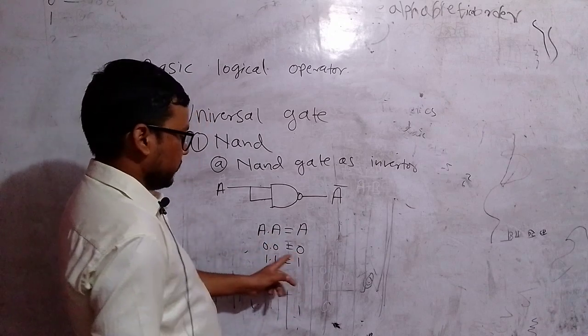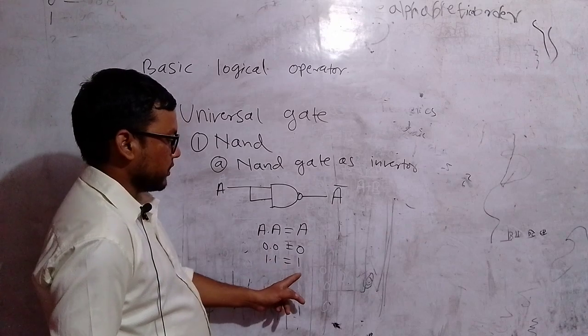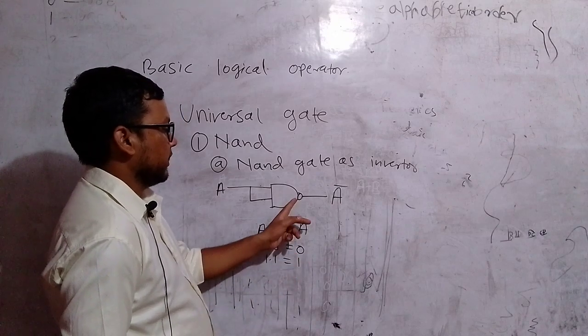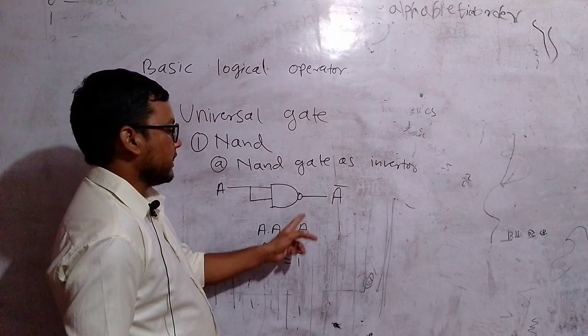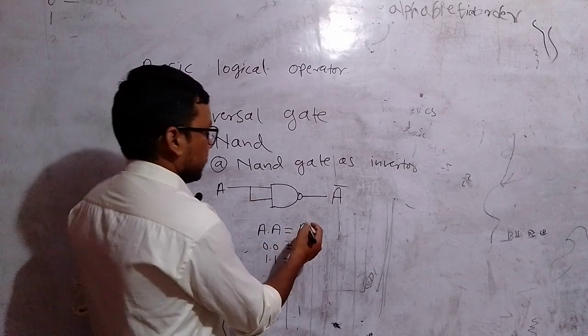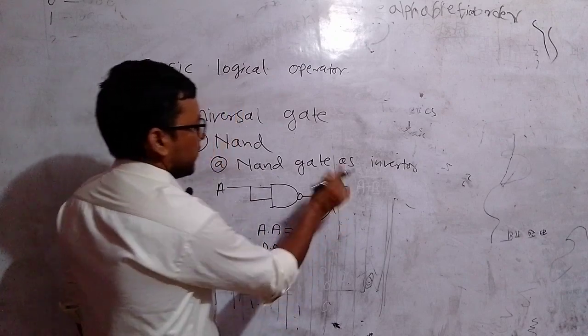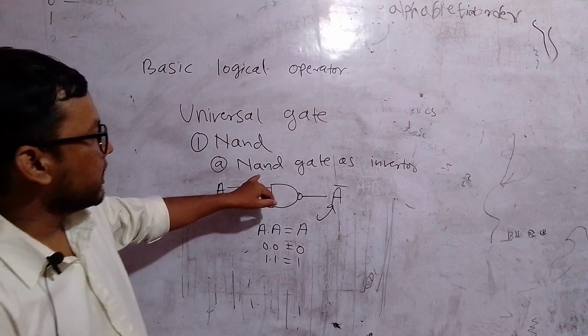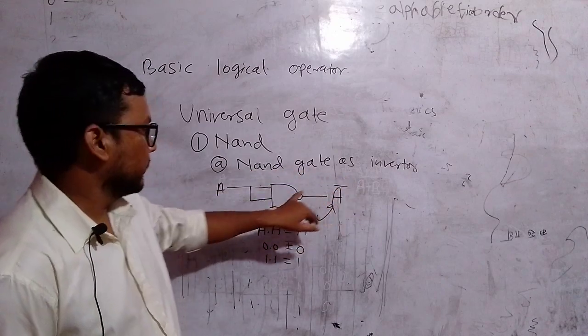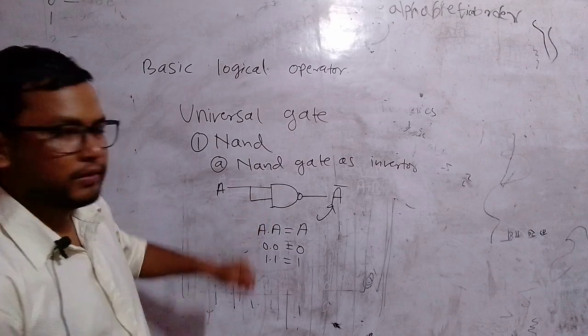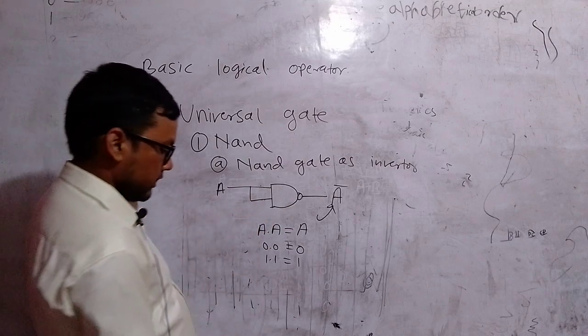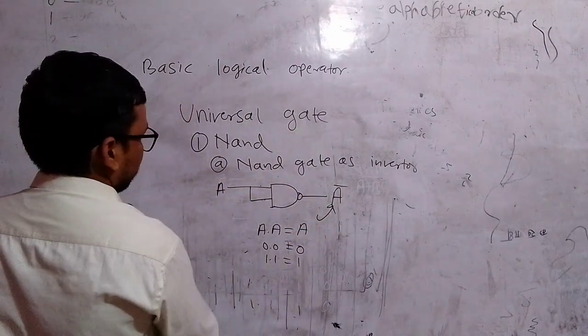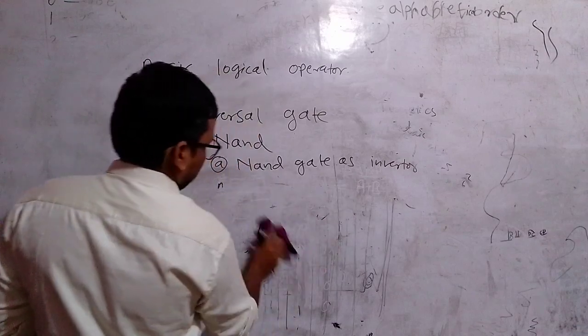0 dot 0 produces 0 in the AND operation, and 1 dot 1 produces 1. That means A dot A produces A. And this NAND gate inverts the output of the AND gate, so its output would be the complement of A. That means a NAND gate works as an inverter if we connect the two inputs with each other and send only one input.